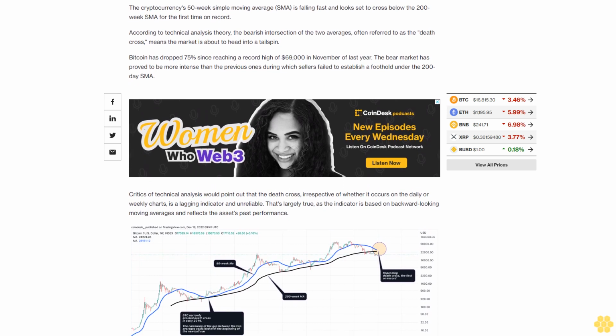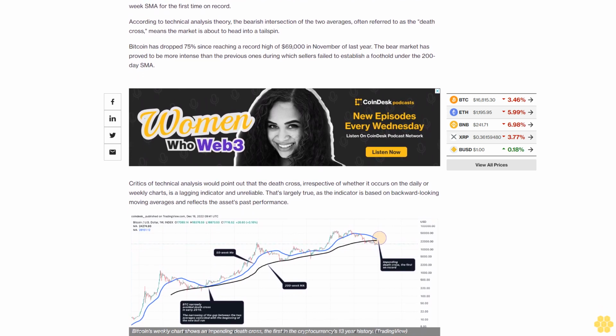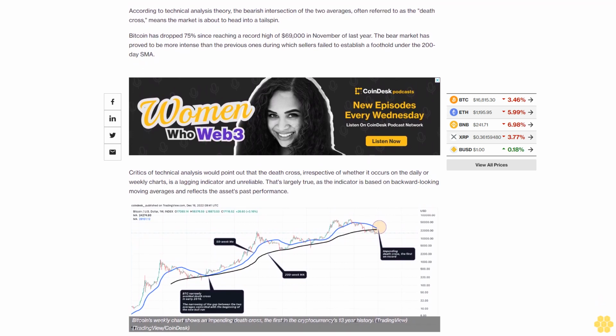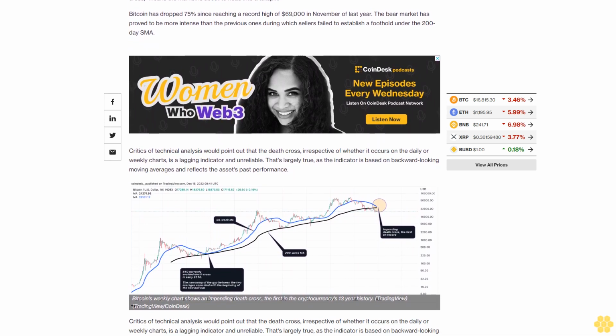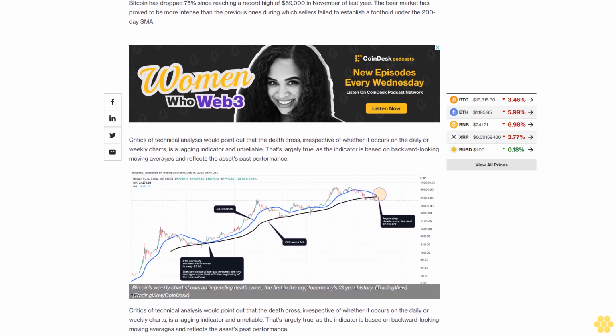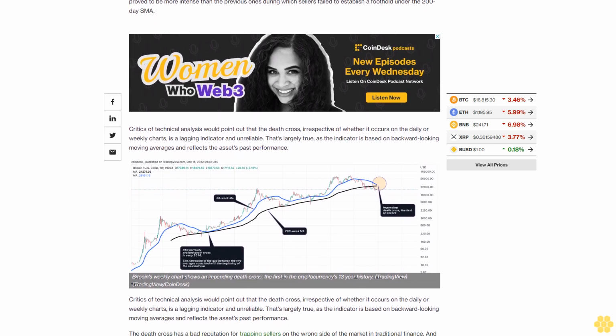Critics of technical analysis would point out that the death cross, irrespective of whether it occurs on the daily or weekly charts, is a lagging indicator and unreliable. That's largely true, as the indicator is based on backward-looking moving averages and reflects the asset's past performance.